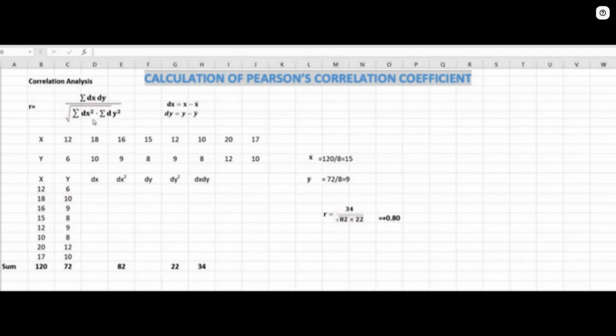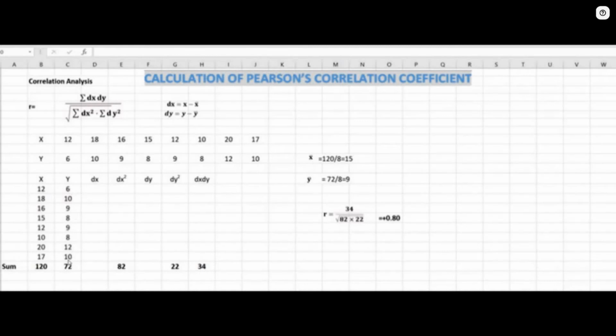Now, to find out dx, we should know the mean of the x series, and we should know the mean of the y series to find out dy. So we know that x bar is equal to sigma x by n. If you total all these data, you will get 120, and the number of items is 8. So x bar is equal to sigma x by n, where sigma x is 120 and n is the sample size, 8. So we get the mean as 15 for the x series.